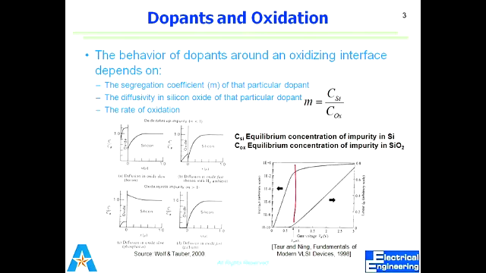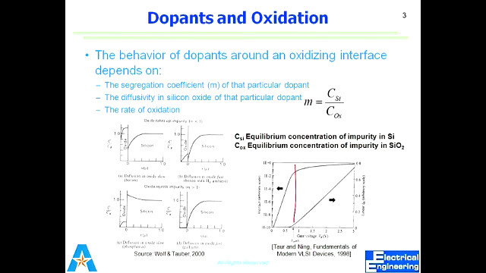Okay, so I said that the dopant concentration, or the impurity concentration, at the surface of silicon does not remain constant during the oxidation process. So what should be the reasons, the causes that make this dopant redistribution at the surface? These are the three reasons that have been put on the slide as well.